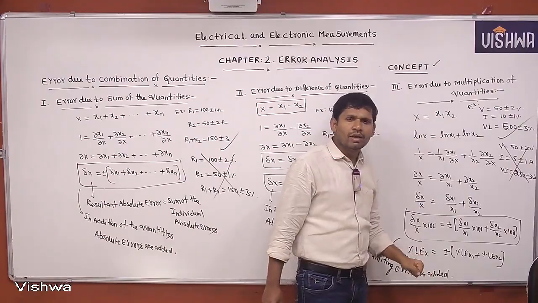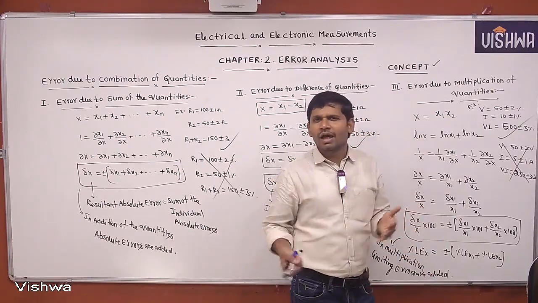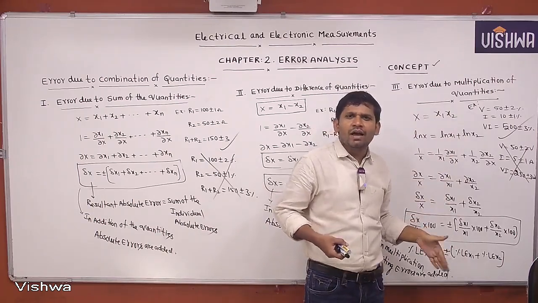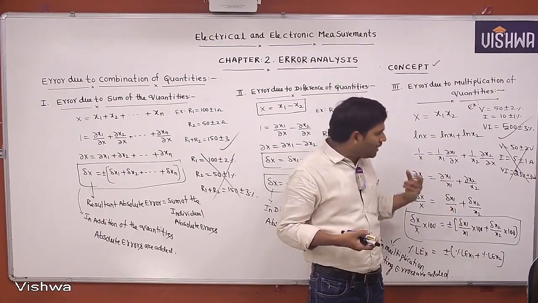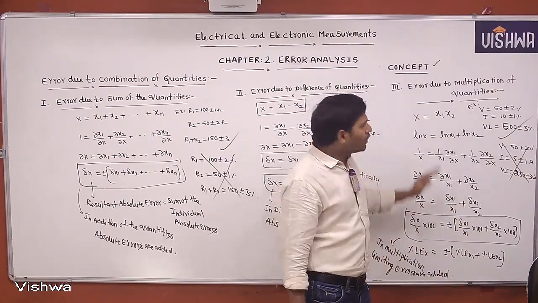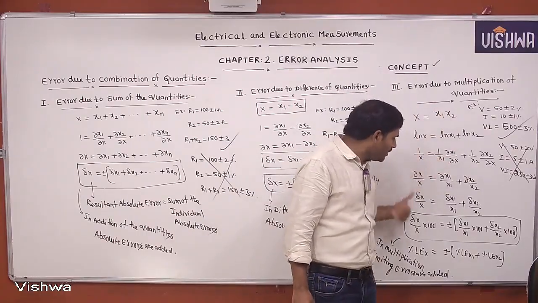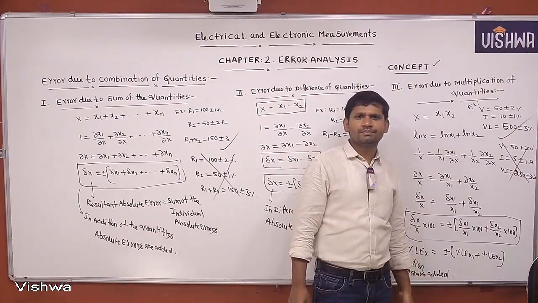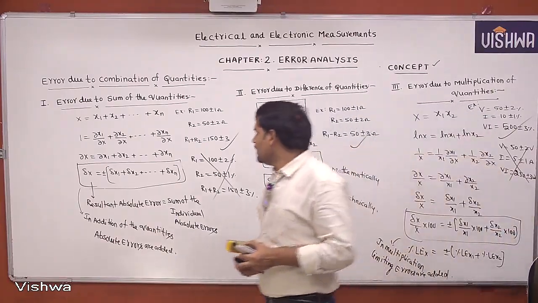Sir, if there is an addition or subtraction term in the multiplication, how to do? Then go for the normal procedure only. Simplify that, apply partial differentiation on both sides, then simplify, and whatever answer you get, substitute in that. That is the way to do. You start from the starting. But if it is in this form, you don't start from the starting, you can add directly. Understood? Then the fourth one is error due to division of quantities.